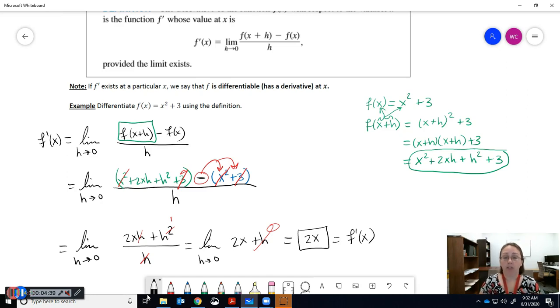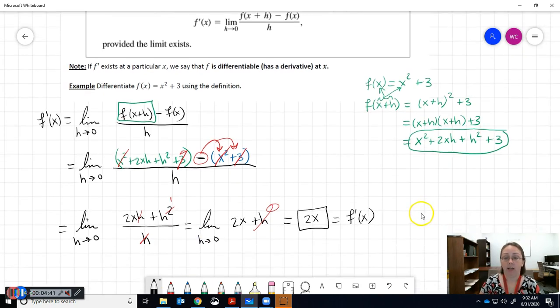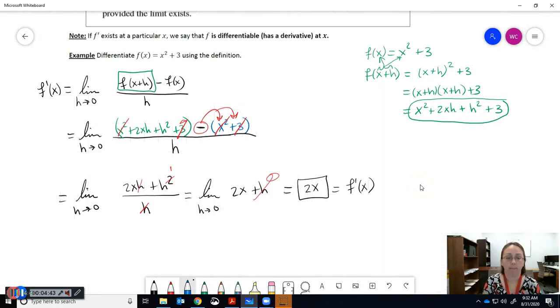So if I wanted to find the slope of the tangent line at, let's actually do one. Let's find the slope of the tangent line at x equals 4. All I would have to do to find the slope of the tangent line is take my derivative and plug in the x value. So that would be 2 times 4, or 8.